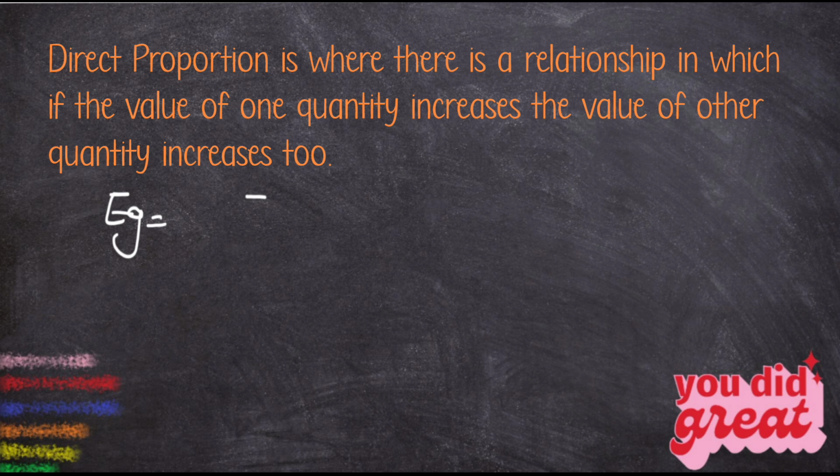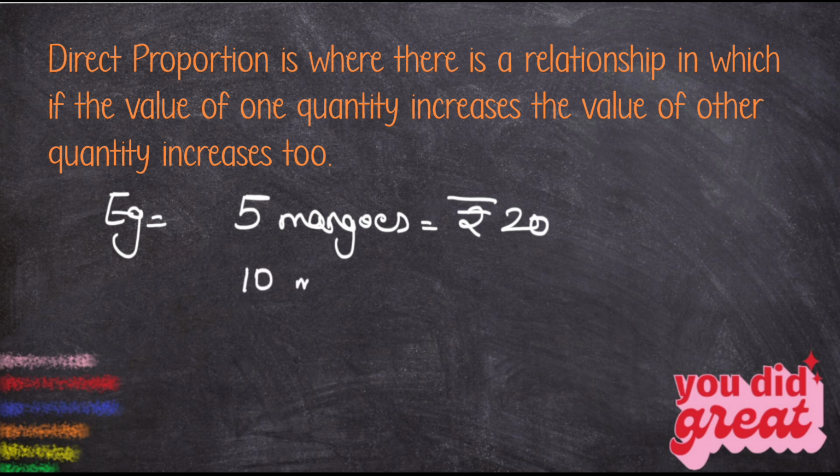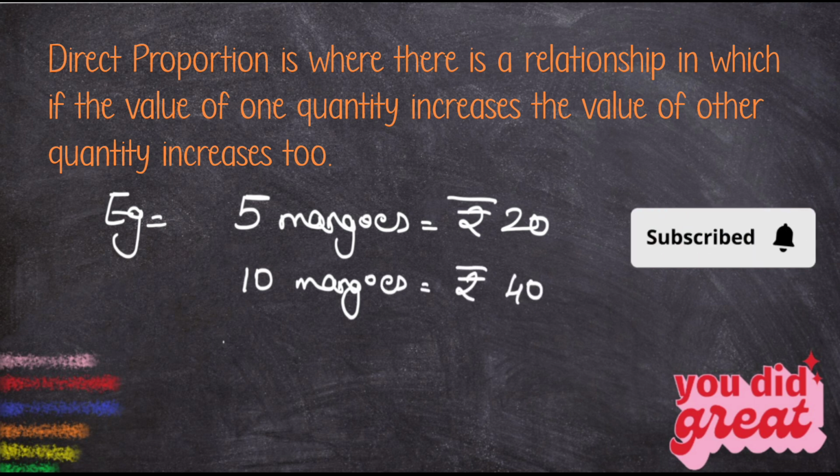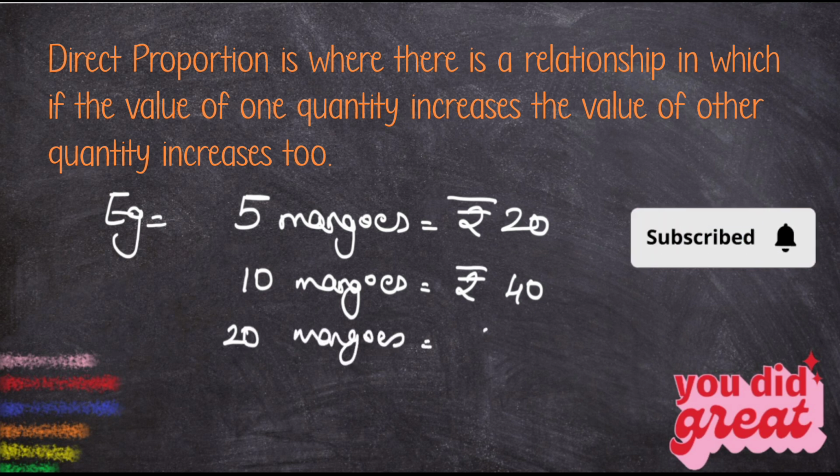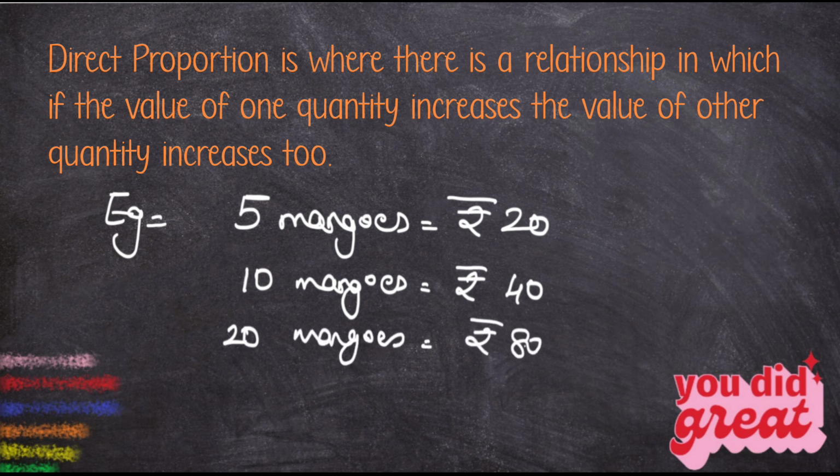For example, if the cost of 5 mangoes is rupees 20, and if I want to purchase more and I go and get 10 mangoes, tell me what will happen to the cost? The cost will also increase, right? If I go and get 20, then what will happen? The cost will again increase, correct?